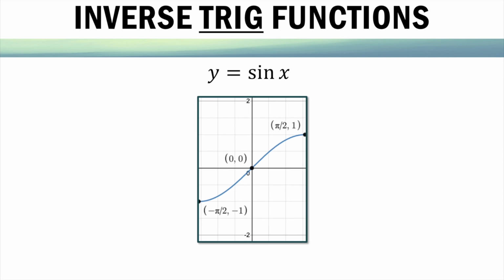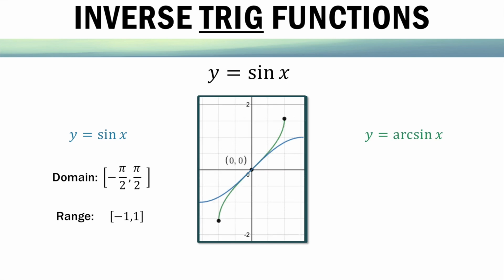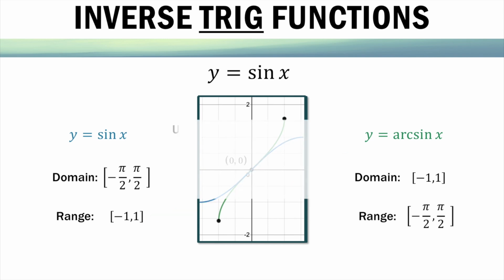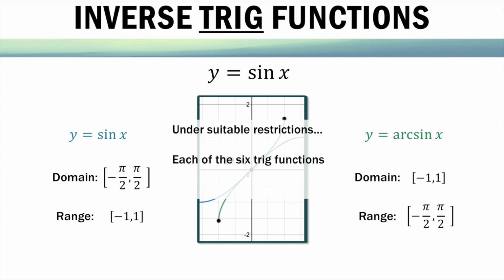However, if we shrink it a bit and bring the domain to just between negative pi over 2 and pi over 2, we'd get a range of negative 1 to 1. And its inverse, graphically, is arc sine of x. And look at this. The range just becomes the domain, and the domain just becomes the range. So what we're seeing here is that under suitable conditions, if we restrict the domain, each of the 6 trig functions can be one-to-one and can have an inverse function.